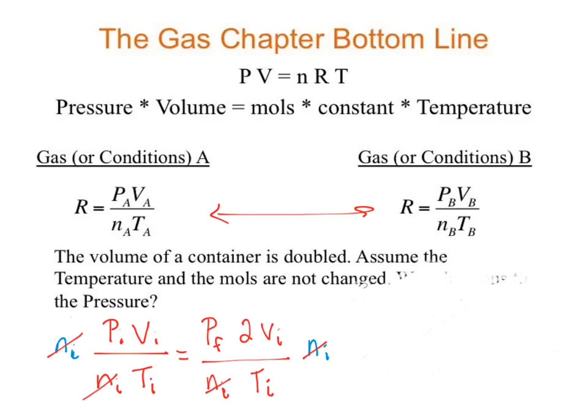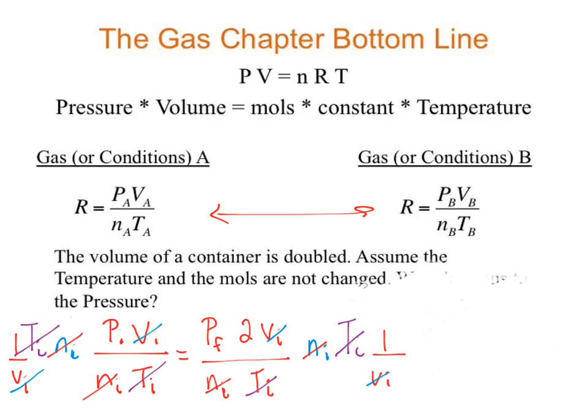How do I get my temperature all collected on one side? Multiply both sides. What happens to my temperature unit? Cancels out. How do I get my volume all on one side? I can divide both sides. What happens? My volume units cancel out.